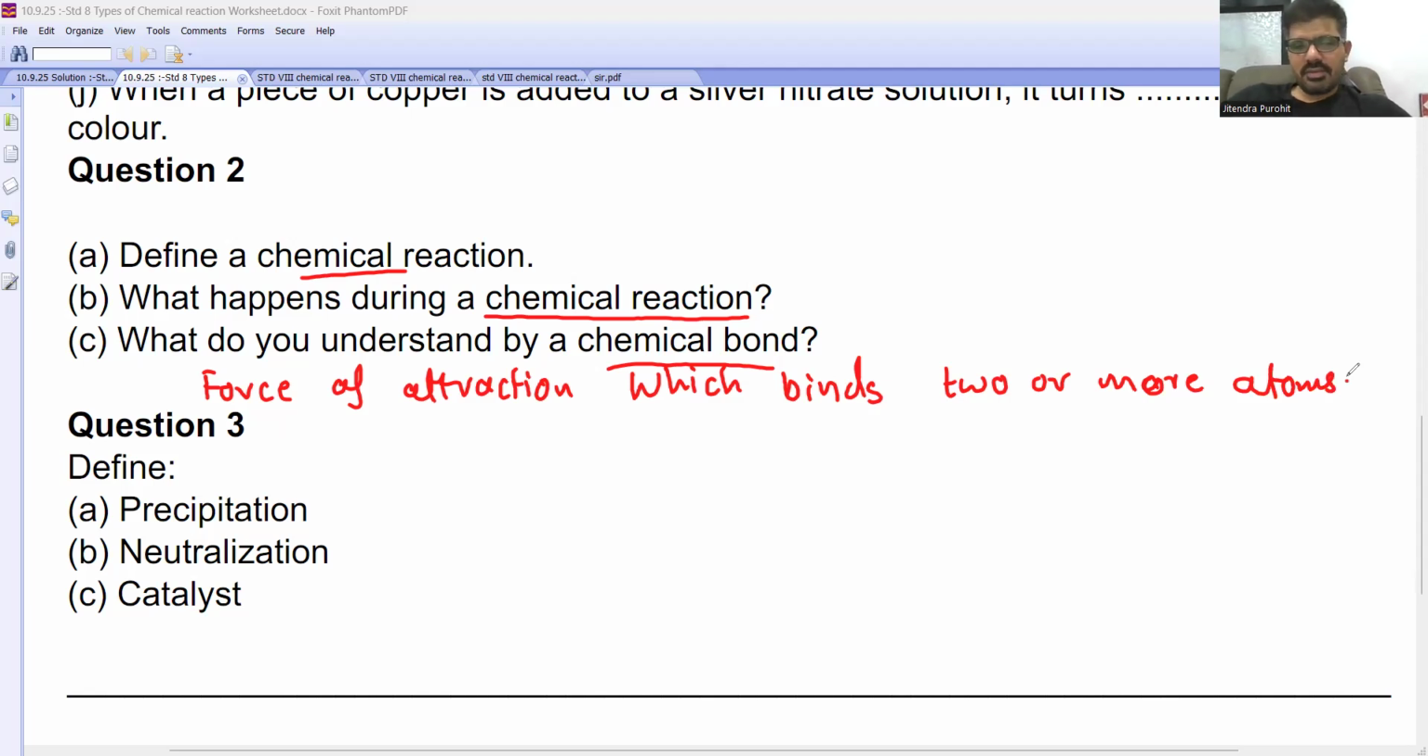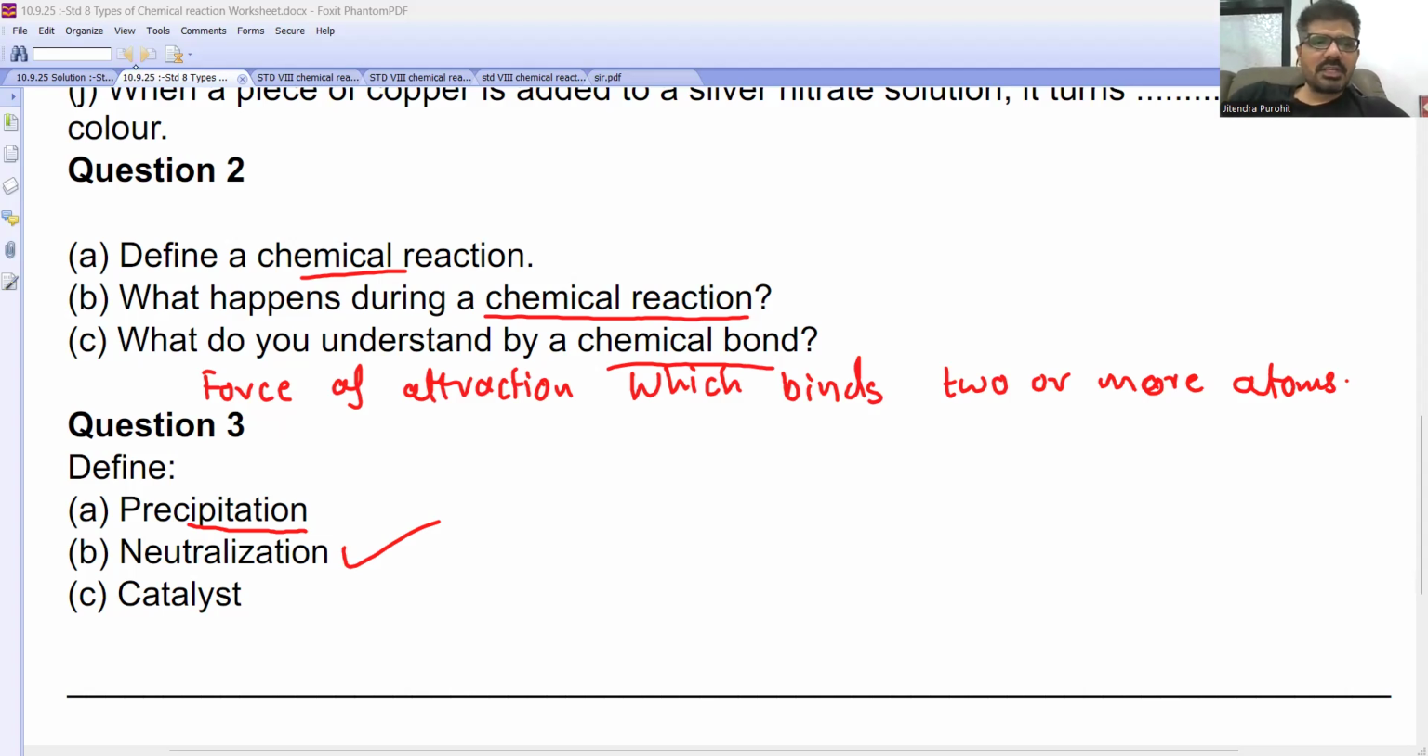What is a precipitation reaction, beta? When two soluble salts react to give one insoluble salt and one soluble salt, it is known as precipitation. What is neutralization? Acid reacting with base to give salt and water is called neutralization. What is a catalyst? It is a substance which increases or decreases the rate of chemical reaction without itself undergoing any chemical change.